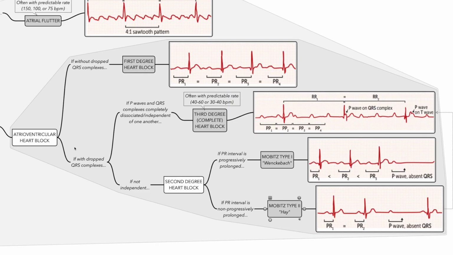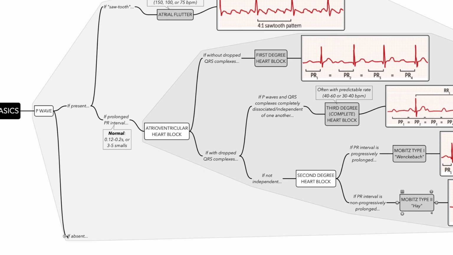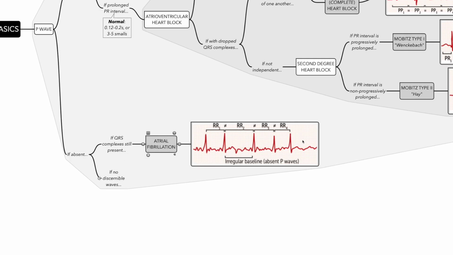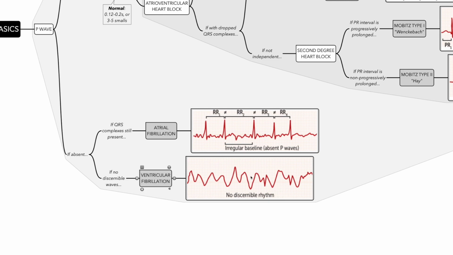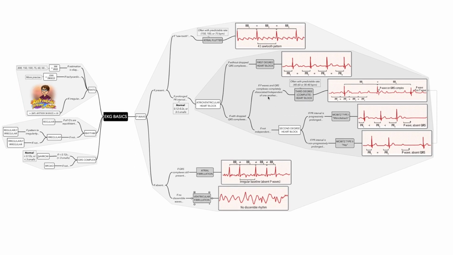All right, so then let's move back up here. This is if the P wave is present. If it's absent, though, there's still some stuff that we can think about. So if QRS complexes are still present, so again, P wave's not there, but you still have QRS, then that's probably going to be atrial fibrillation, and that's going to look like that. And if there are no discernible waves, that's probably VFib, and that's going to look like that. Okay, so this is the overall of what's going on, and I will include a PDF of that so you don't have to screenshot this video or anything.